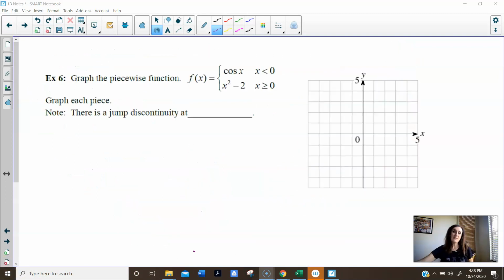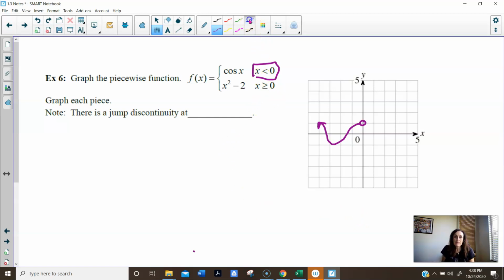This one is f of x equals cosine x. And what I would recommend is, if you remember what the cosine graph looks like, we're going to start at 0, but because it doesn't say equal to, we're going to have an open circle. So here, remember, the cosine graph starts up at 1, and then it goes here, and then down to -1, and the cosine graph just keeps moving like that. So there's your cosine graph.